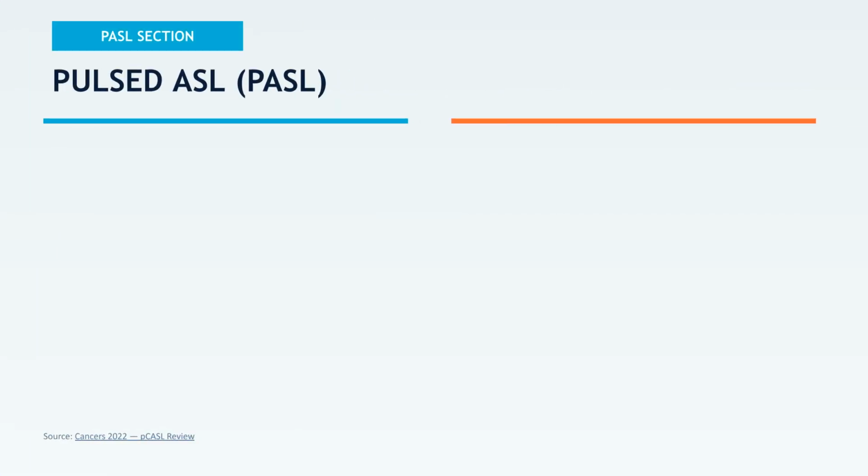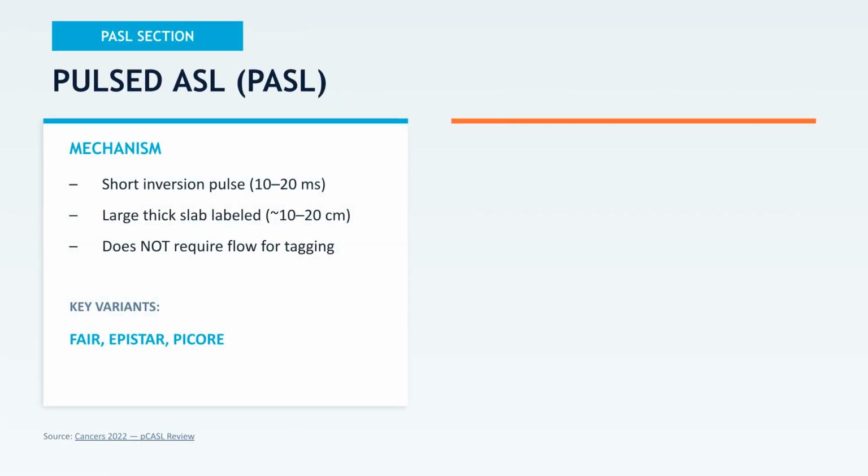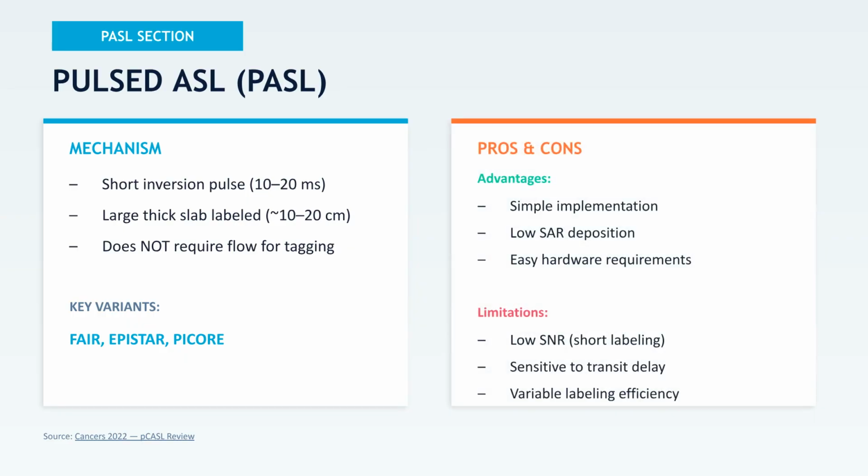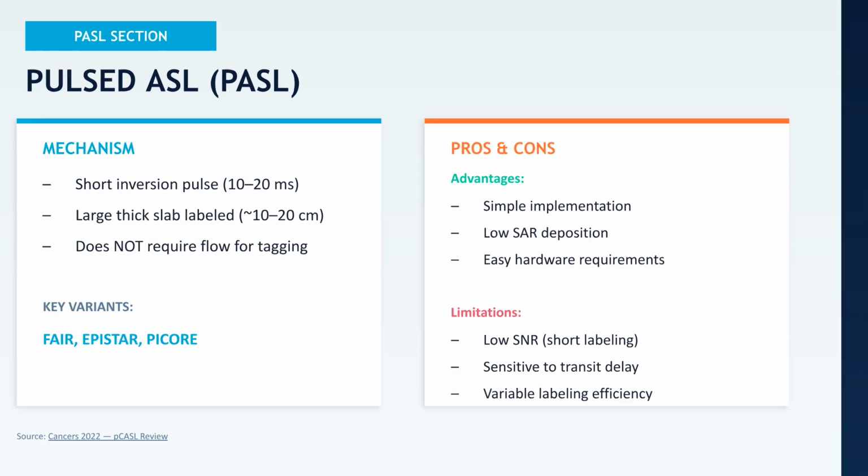Pulsed ASL, or PASL, uses a short inversion pulse. Advantages include simple implementation and low SAR. However, PASL has low SNR, is sensitive to transit delay, and has variable labeling efficiency.